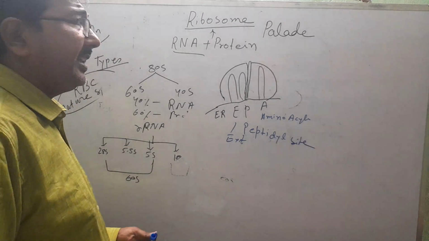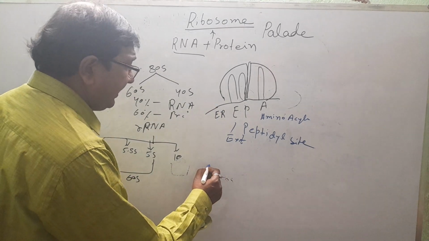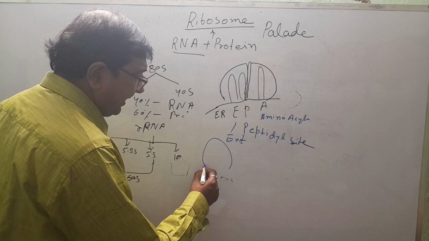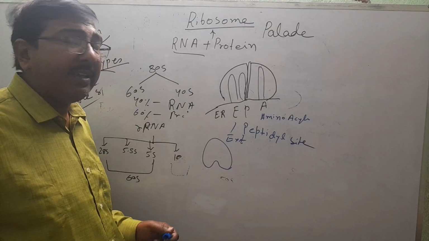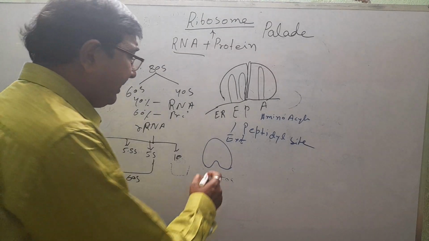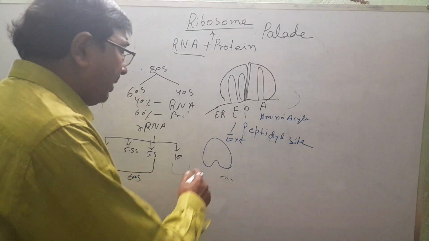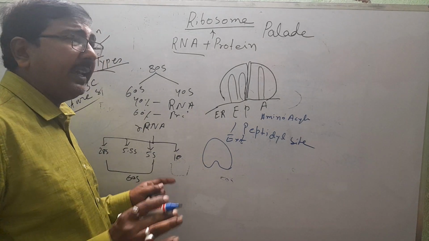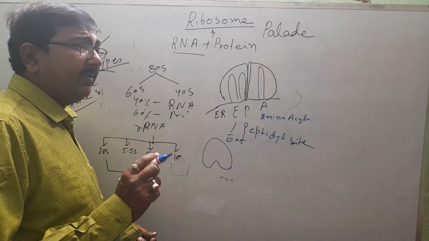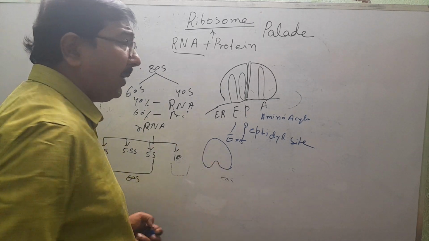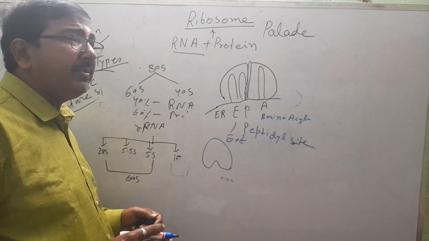Okay, and in case of the smaller subunit, there is a groove. What is the function of the groove? It is the mRNA binding area. In this place, mRNA is attached during protein synthesis. It also has four parts: head, base, platform and cleft. These are the four parts present.